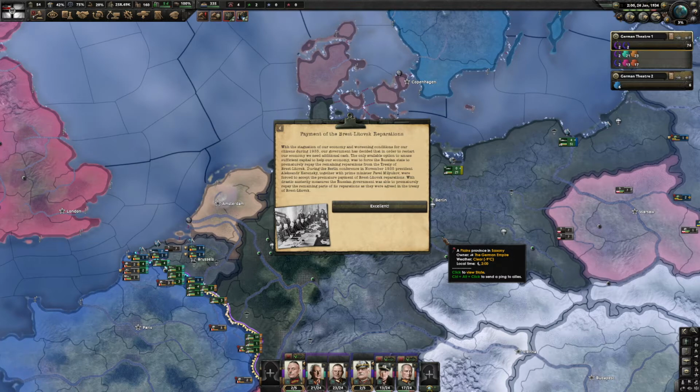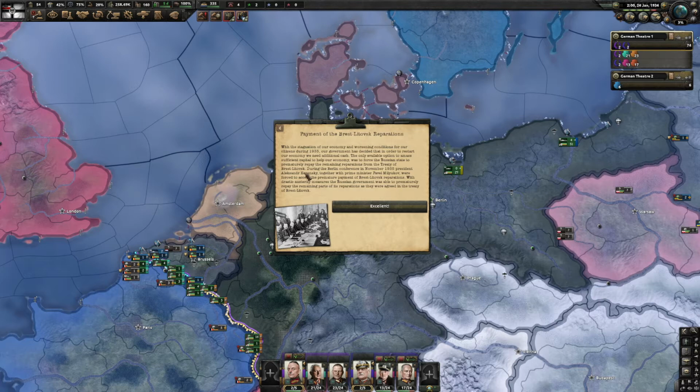Payment of the Brest-Litovsk reparations. The stagnation of our economy and worsening conditions for our citizens during 1936, our government has decided that in order to restart our economy, we need additional cash. The only available option is to amass sufficient capital to help our economy. To amass sufficient capital, I should say, was to force Russia to prematurely repay the remaining reparations from the Treaty of Brest-Litovsk.